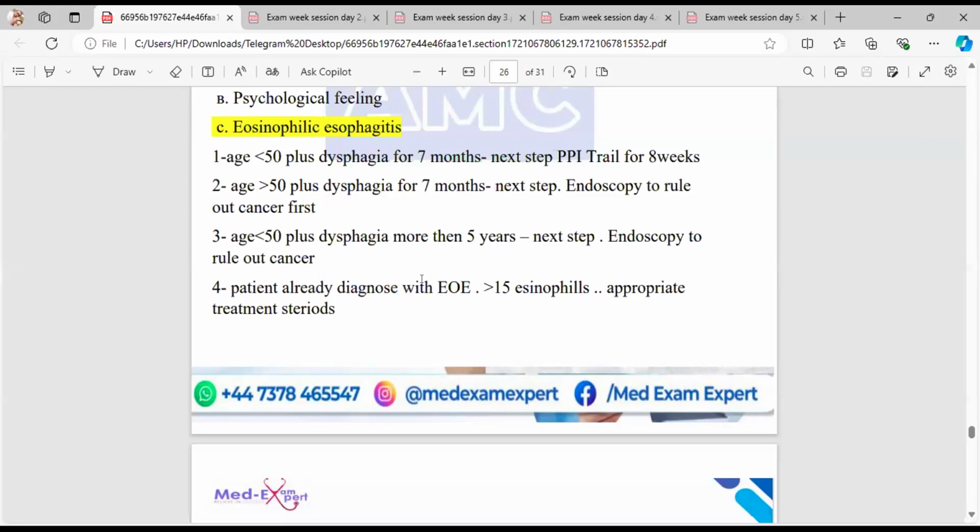Because this patient is already diagnosed. This patient has the symptoms of EoE, history of asthma, and endoscopy is already done with eosinophils more than 15. If this patient is already diagnosed and everything is done, there's no role of PPI. You are just giving the trial of the PPI to distinguish between GERD and EoE. If the patient is already diagnosed, then no need of trial. So don't give a PPI trial for this patient. Just start the treatment with the steroid, because steroids are the most appropriate treatment for this patient.